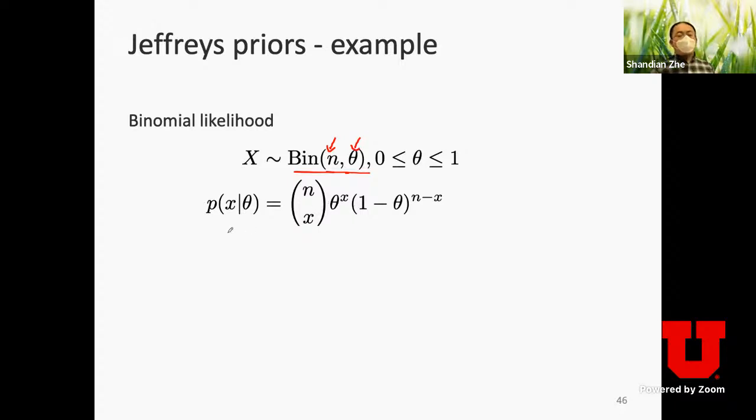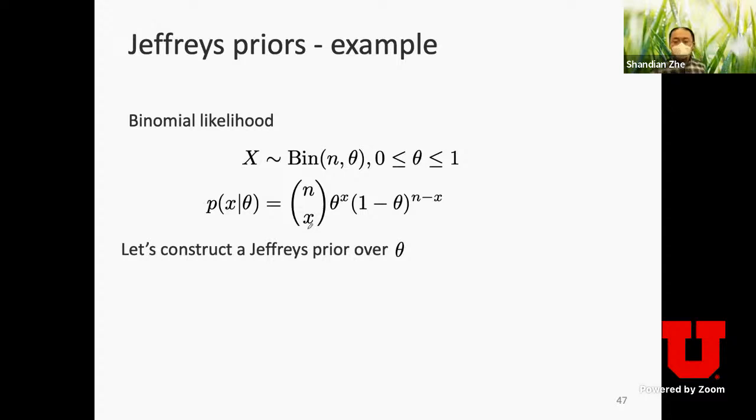So we know that the likelihood has this function. We discussed this before, right? This is just the probability for one particular realization. So you have observed x heads up, right? If x is 10, it is theta to the power of x, times 1 minus theta to the n minus x, and then you need to multiply this combinatorial number, to count how many possible realizations give the same outcome in total. Right? So now let's construct a Jeffreys prior for theta.